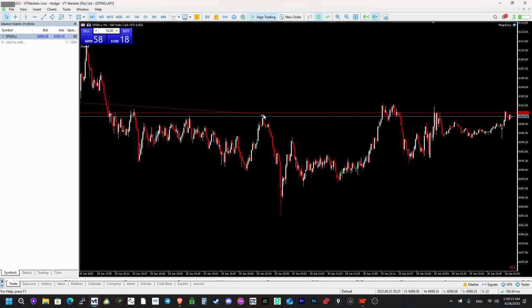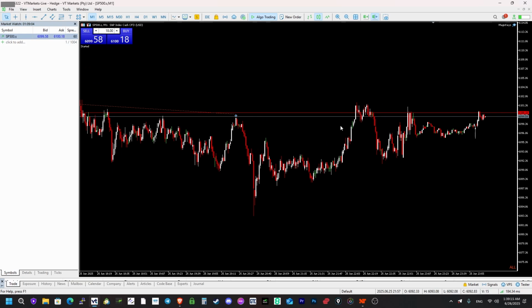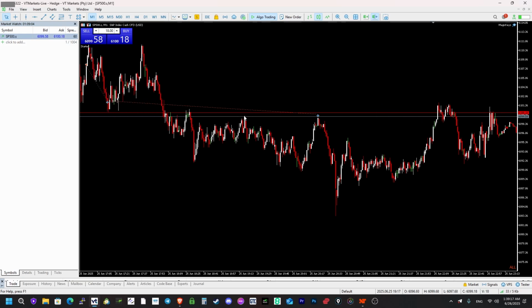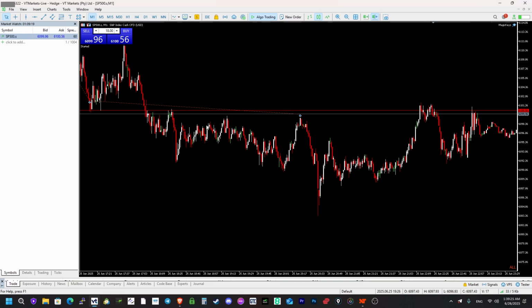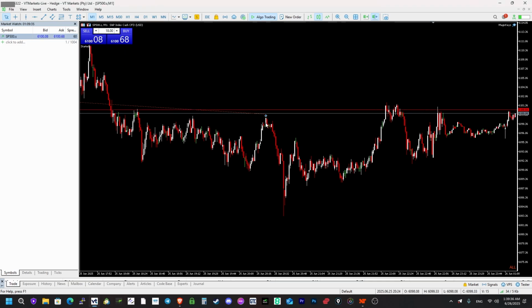I trailed it here. Then I trailed it here, sorry, above this candle. But once we came here, the market came here, the spread got me out. So as you can see, it got me out and then straight down. But it was the spread's fault. I should have just put it a little bit higher. But honestly, it doesn't matter.